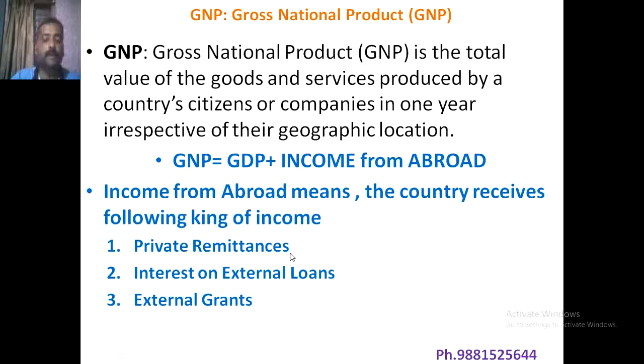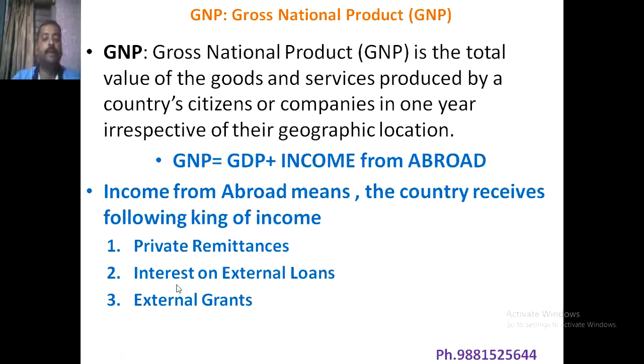Suppose we take another example. Suppose a person is working in a Gulf country, for example UAE, United Arab Emirates. There he has a salary of 2 lakh rupees per month in Indian value. He utilizes rupees 50,000 as his monthly expenditure over there, and he saves 1.5 lakh rupees. Out of 1.5 lakh, he sends back rupees 1 lakh to his parents who are currently living in India. So the 1 lakh rupees he is sending back to his parents in India is called private remittances.